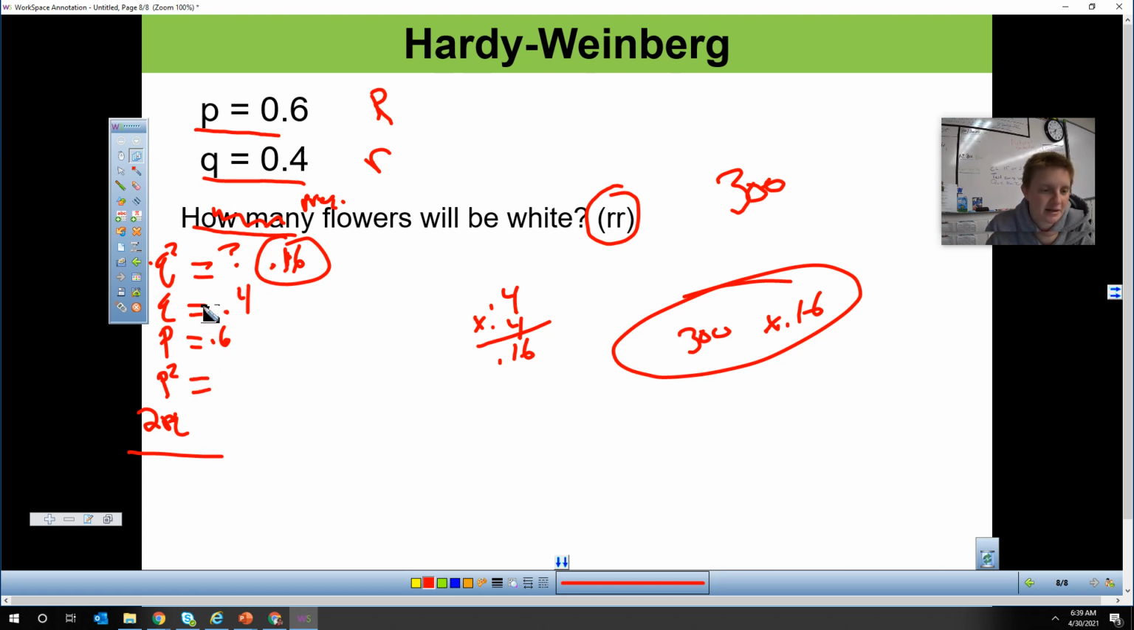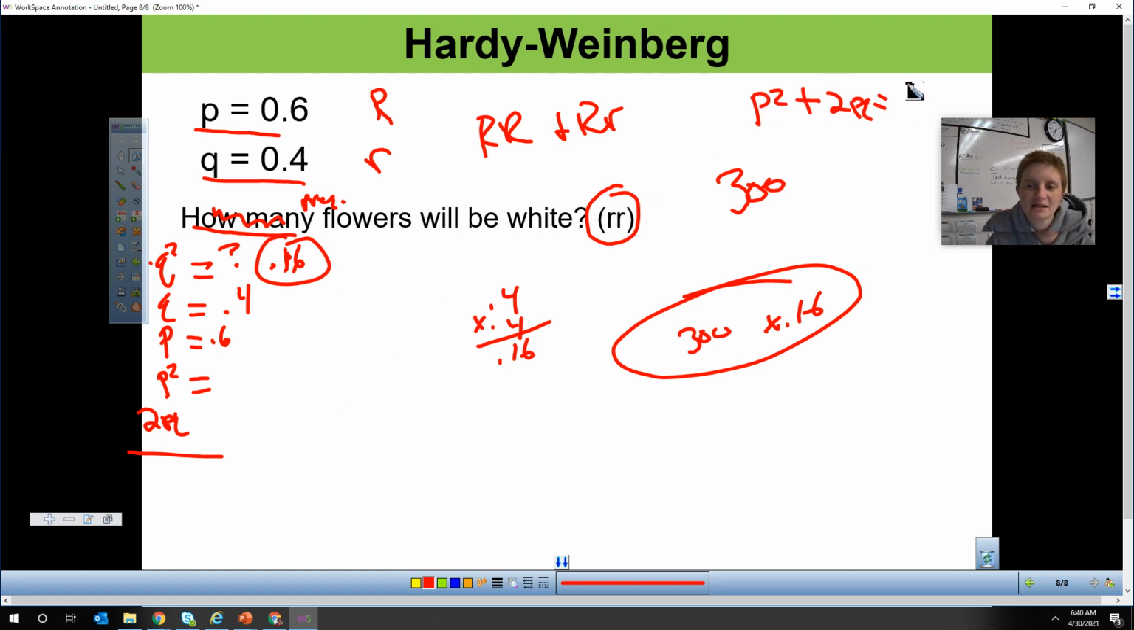Well, okay, so red would just be p squared, so big R, but don't forget that there's two ways to be red, right? Because you could be big R, big R, or you could be big R, little r. So actually, red flowers are going to be p squared plus 2pq. That's going to tell us how many red there are. So actually, we have to add that all together.